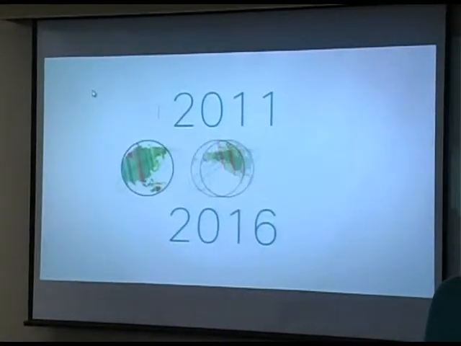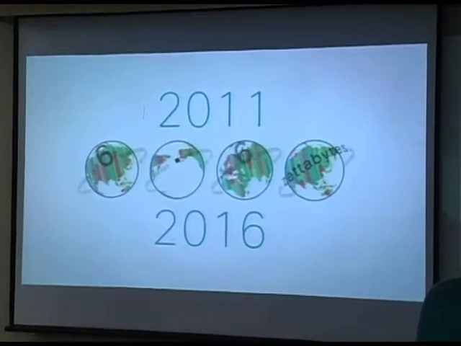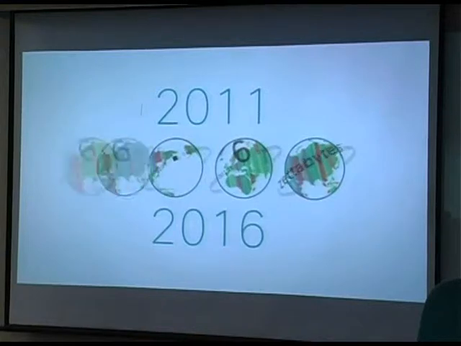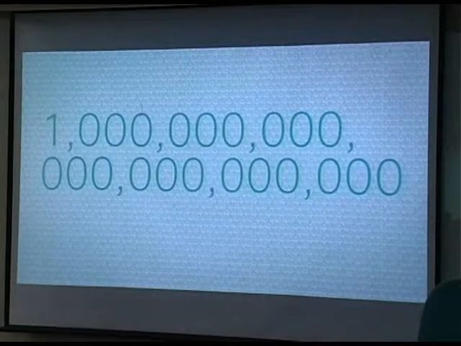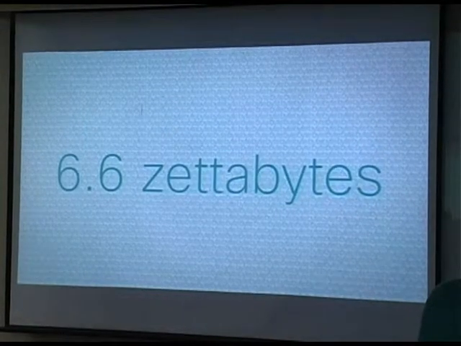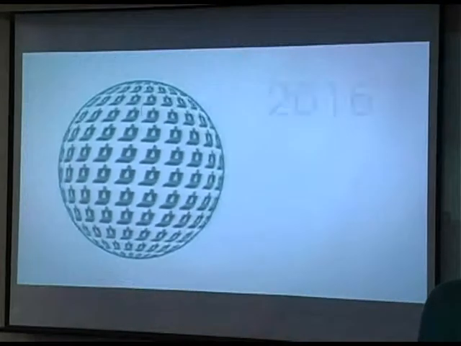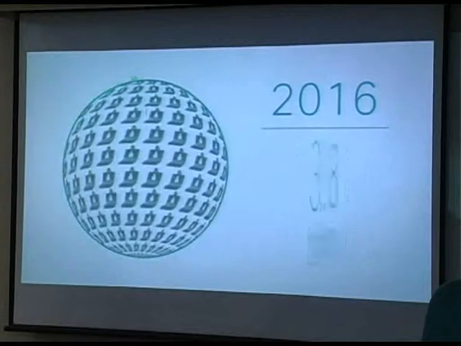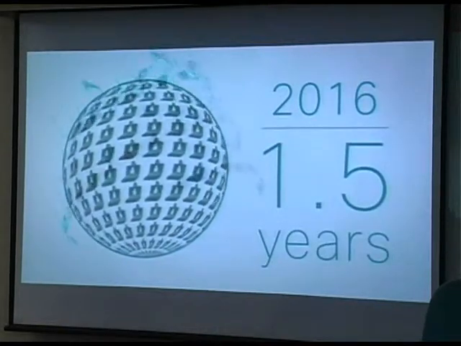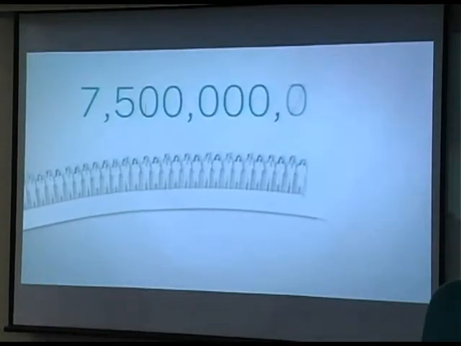Between 2011 and 2016, global data center traffic will grow nearly fourfold, going from 1.8 zettabytes in 2011 to 6.6 zettabytes in 2016. What does that look like? Well, 1 zettabyte is equal to 6 trillion bytes. That's 21 zeros. Streaming for the world's entire population. And in 2016, that'll be about 7.5 billion people.